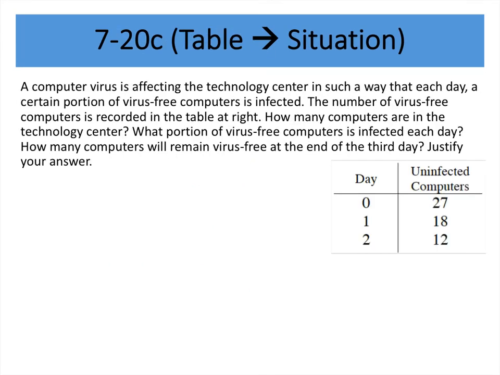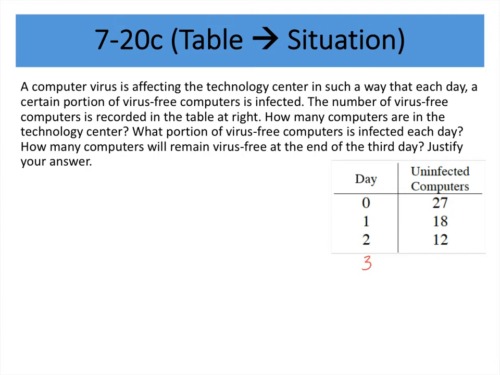It grows really fast. All right, so a computer virus is affecting the technology center in such a way that a certain portion of the virus-free computers is infected. The number of virus-free computers is recorded in the table down below here. How many computers are infected in the technology center, and what portion of the virus-free computers is infected each day? How many computers will remain virus-free at the end of the third day? So we're going to think about 3 here. Justify your answer.